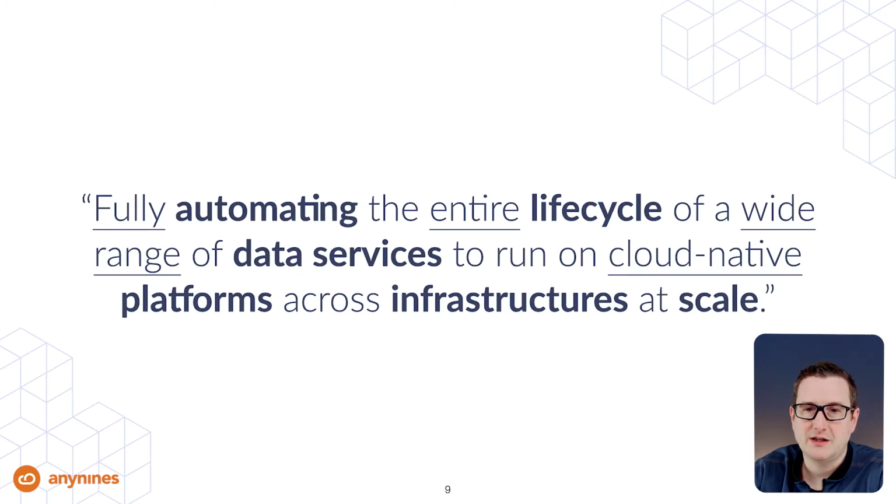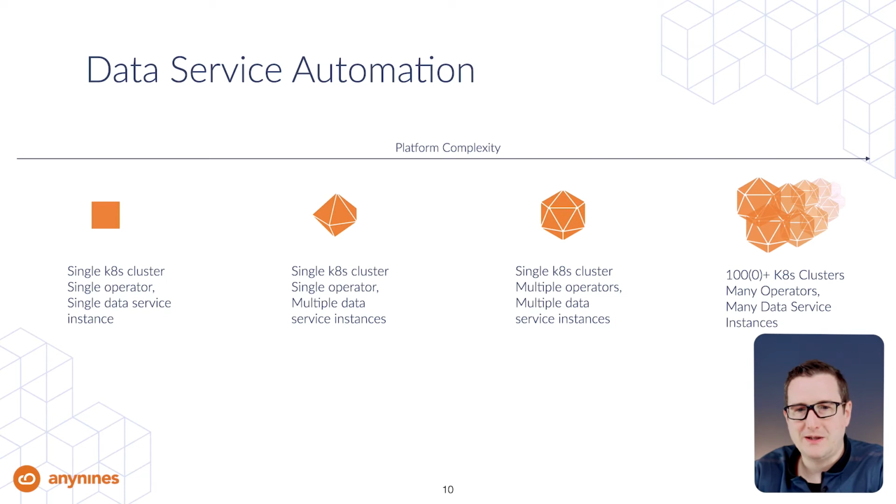All right. Data service automation in general, you can interpret it in various different ways. So in order to focus and narrow the scope a bit, we are talking here about fully automating the entire lifecycle of a wide range of data services to run on cloud-native platforms across infrastructures at scale. We're going into details of that a bit. So the scope of the operators we want to write is not about a single Kubernetes cluster that runs somewhere and needs to operate a single Postgres database, for example. No, there are many various steps in between, but the case we really want to get to is a scenario where there are lots of Kubernetes clusters with lots of different operators and many service instances.